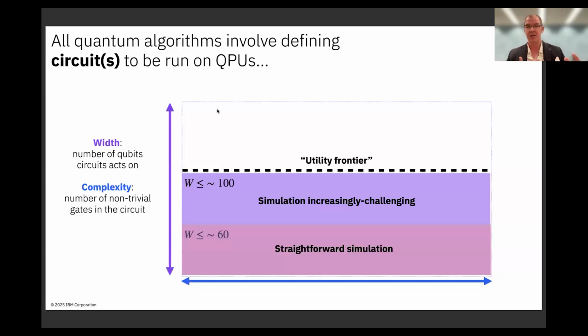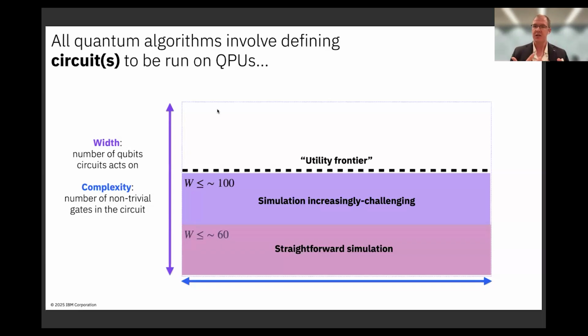Circuits that act on at least maybe 25 qubits, you could definitely simulate using your laptop. For circuit widths approaching about 100, simulation becomes increasingly challenging. This is because if we do a brute force classical simulation, simply put, the amount of memory we would have to have in order to store the state of our quantum system as the circuit is evolving it is very, very large and prohibitively large.